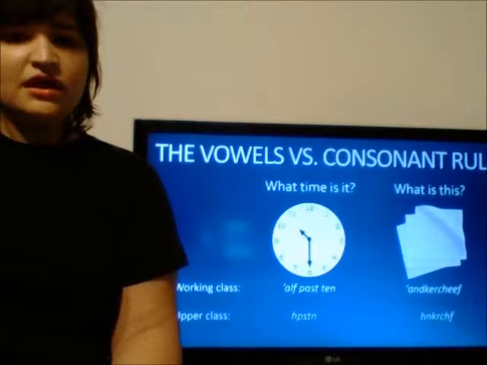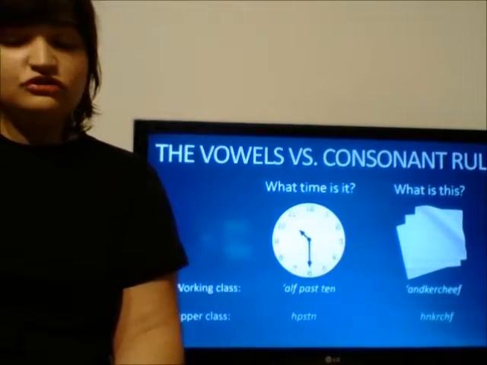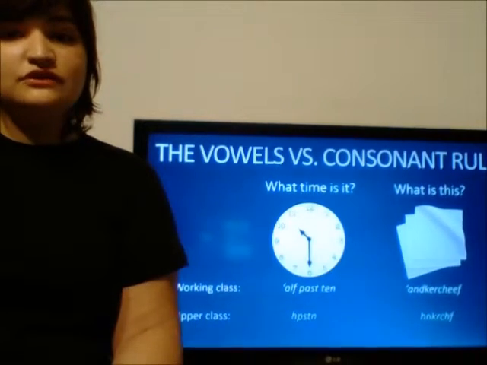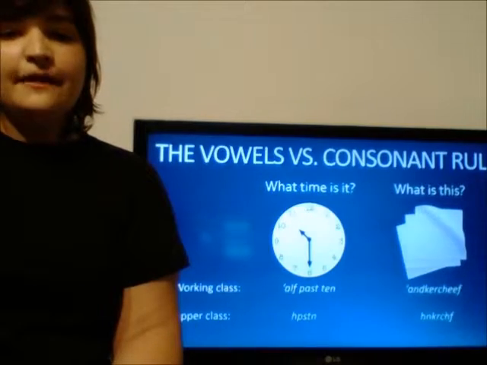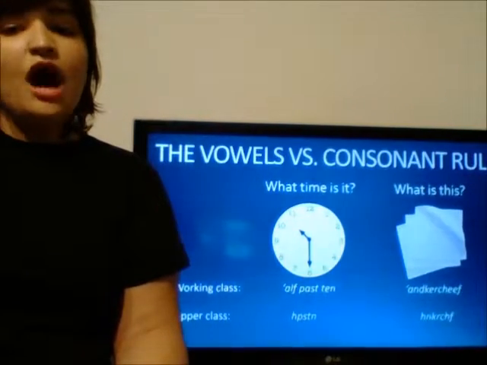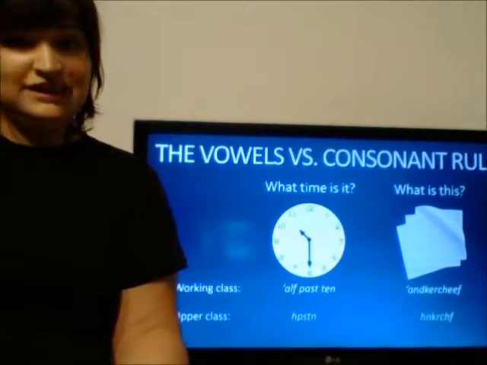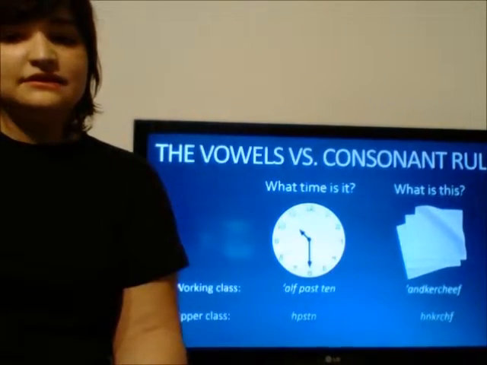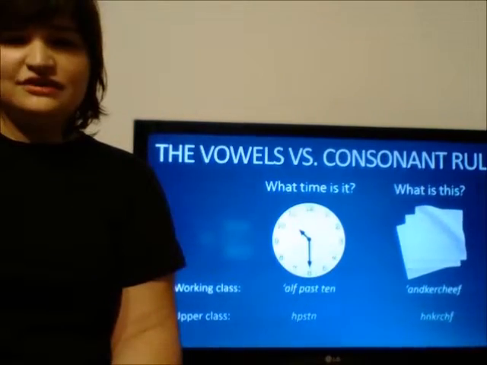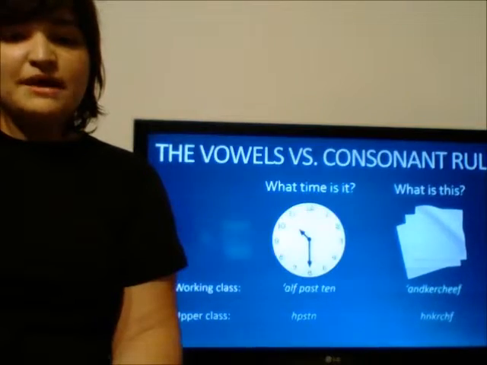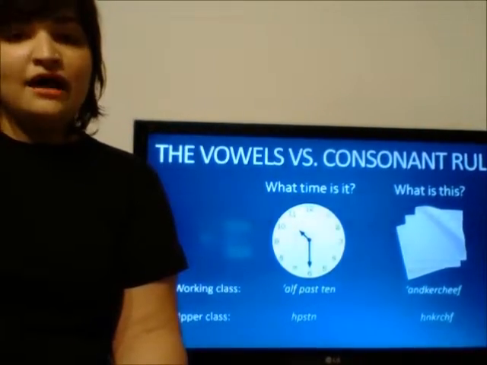Someone from the working class would most definitely drop their aitches, which means that instead of half, they would say 'alf, and instead of handkerchief, they would say 'ankerchief. In the same way, the upper class would most likely not pronounce their consonants clearly. I'm not going to try to pronounce it because I'm really bad with accents, but it means their consonants would be intelligible, but not their vowels.